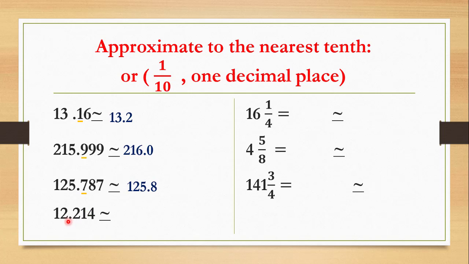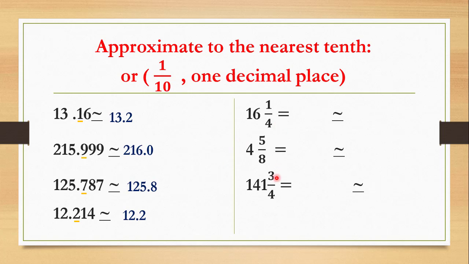The next one, 12.214. The tenth here is, yes, 2. Look at the right, we have 1. 1 is less than 5. So I won't add 1. Don't add 1 to the underlined digit. So the approximation will be 12.2. That's all.